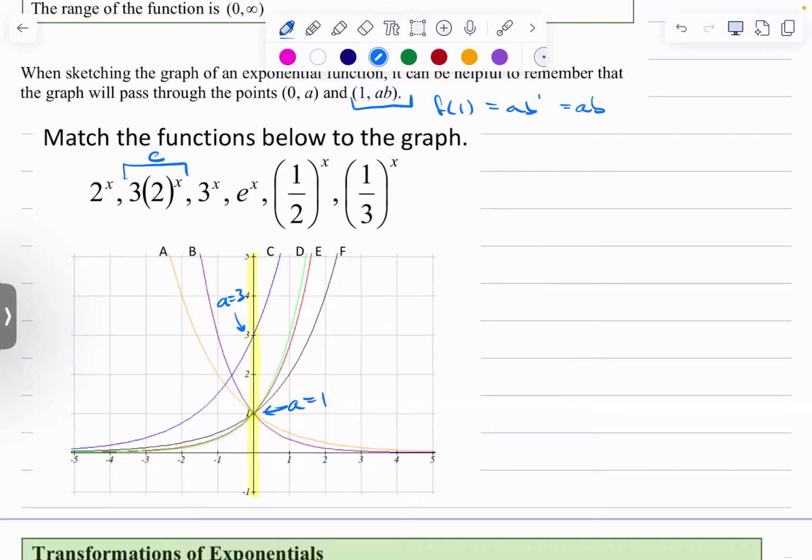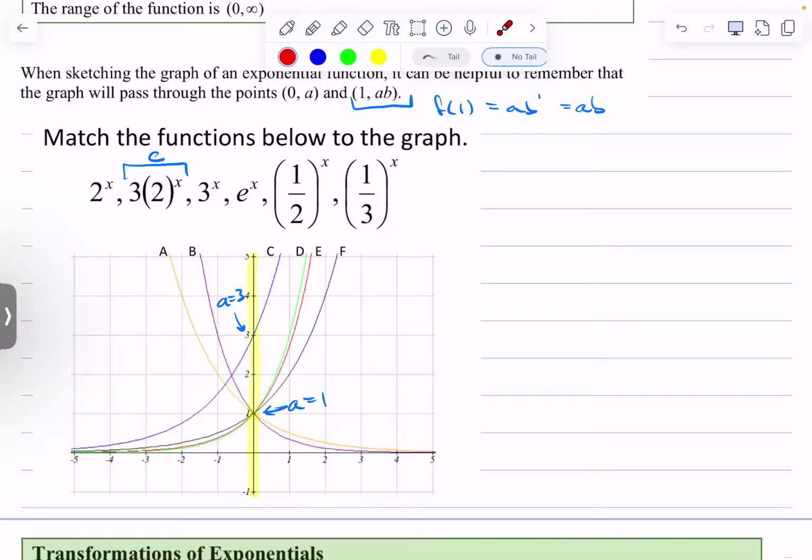What are some other easy wins? You've got two graphs of decay, right? These two are decay, and the others are all growth. So let's deal with the decays first, maybe. Tackle those. So graph A and graph B.